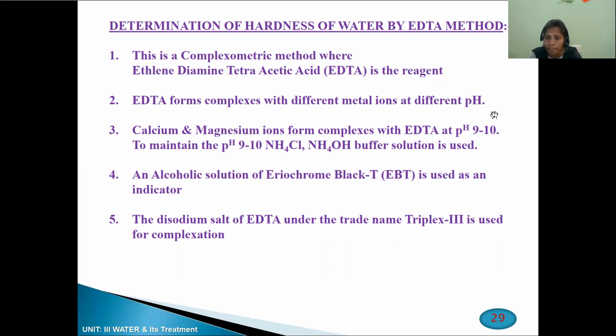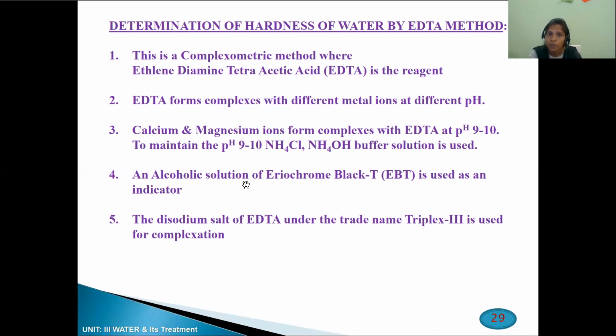To maintain the pH range 9 to 10, we have to use a solution called the buffer solution. What is the role of the buffer solution? Its role is to maintain the pH value. To maintain pH 9 to 10, we use a buffer solution of ammonium chloride and ammonium hydroxide. This mixture acts as a buffer and maintains the pH value at 9 to 10.